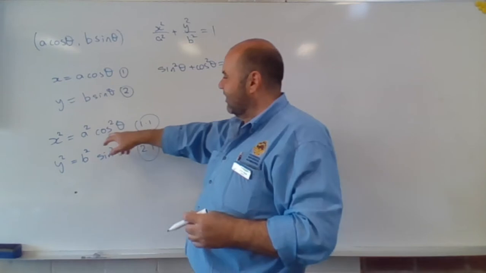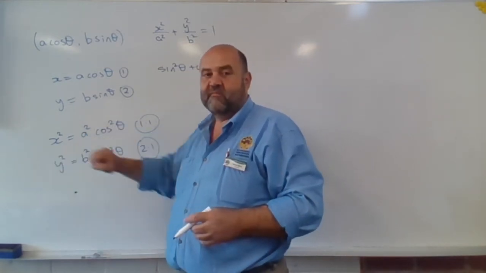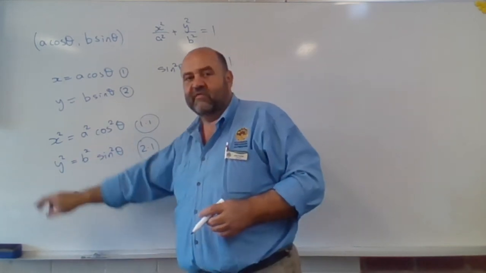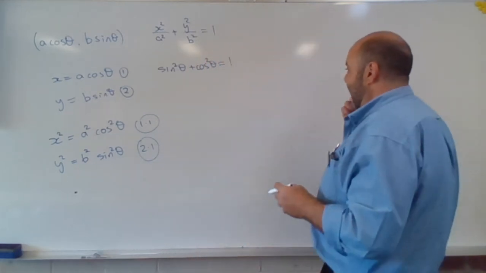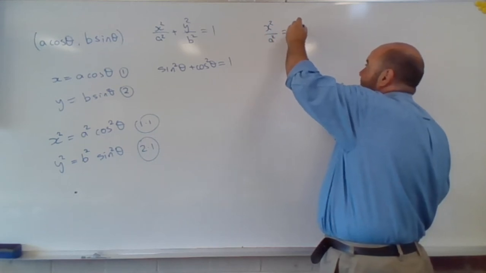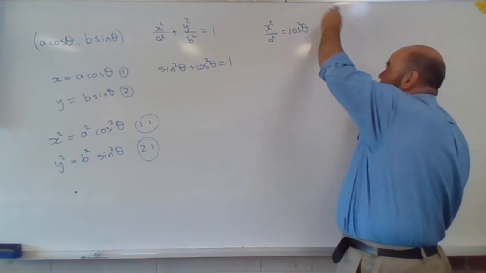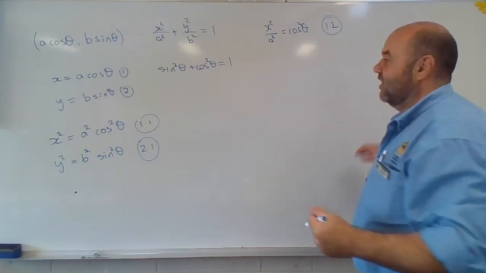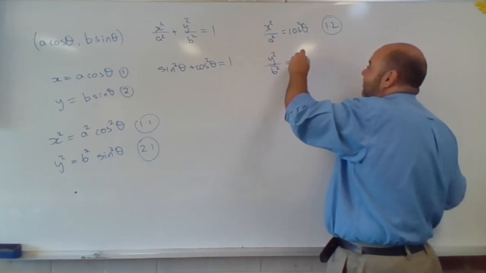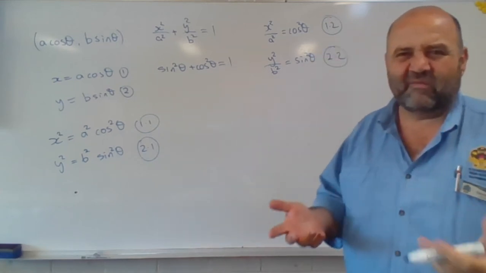So look, from equation 1.1, can you see that I can get a cos squared if I divide by a squared? And from equation 2.1, can you see that I get a sine squared if I divide by b squared? So I could get x squared over a squared equals cos squared theta. Call that equation 1.2 because it's equation 1.1 that I've modified again. And I can get y squared over b squared equals sine squared theta. Call that equation 2.2 because it's equation 2.1 that I've modified a bit.